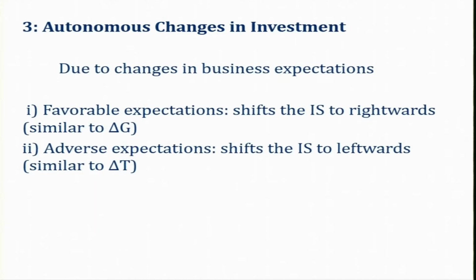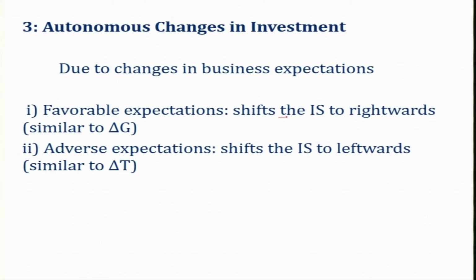Another factor that affects the IS schedule is autonomous changes in investment, for example due to changes in business expectations. If there is a favorable expectation, then at the given rate of interest there will be an increase in the autonomous component of investment.